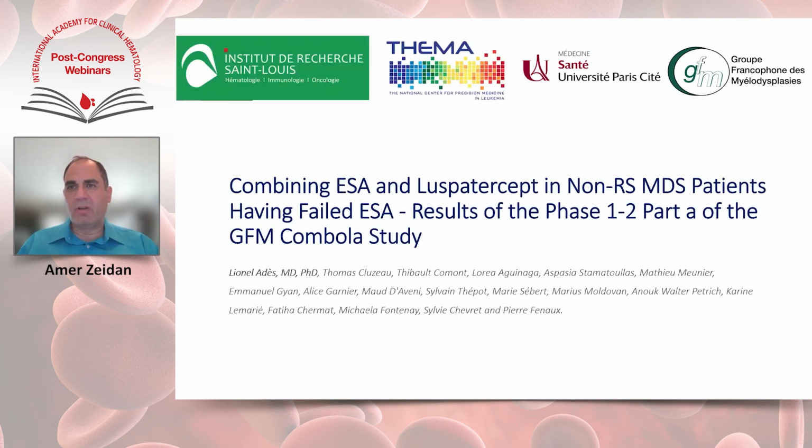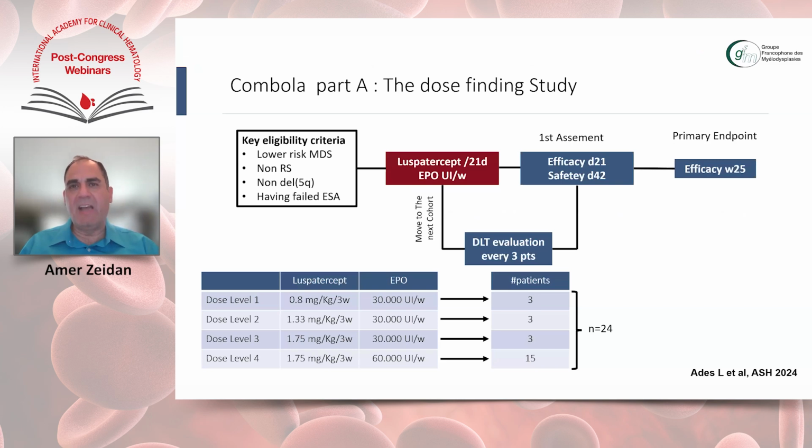Of course, once you have a very good drug, such as luspatercept, get approved, which is safe and effective, the next step is trying to combine this drug with other active agents. And another presentation in ASH 2024 took an attempt to answer the question of combining ESA and luspatercept, but this was in the second-line setting after ESA failure. And the results of this, what was presented in ASH, was the dose-finding part of this study, which is called the COMPOLA study, and it was conducted by the GFM group from France.